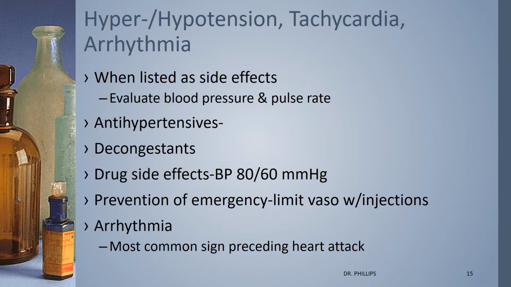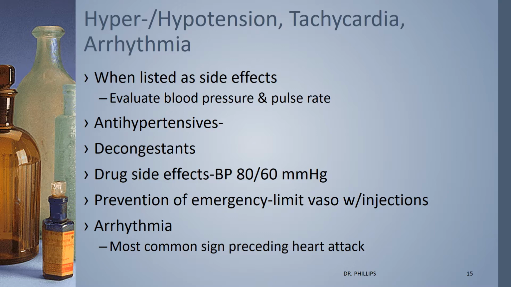Hypertension, hypotension, tachycardia, and arrhythmia. When any of these conditions are listed as side effects, we want to evaluate the blood pressure and pulse rate. Antihypertensives, which are used to treat people who have high blood pressure, will naturally cause a decrease in blood pressure. So again, we need to make sure we check that.